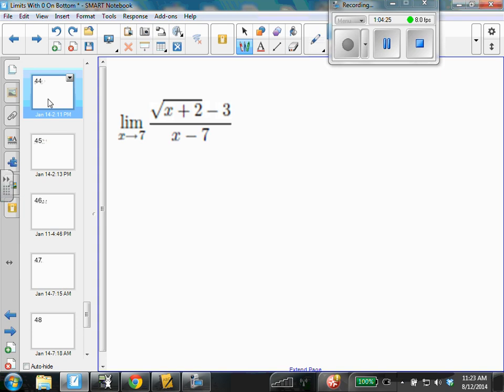It's an easy one. Let me make this note, though. It doesn't matter if the square root is on the bottom or the top. You go through the exact same process. All right, so the limit as x approaches 7 of the square root of x plus 2 minus 3 over x minus 7.